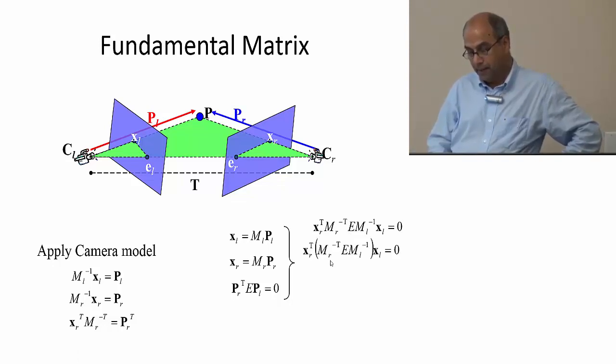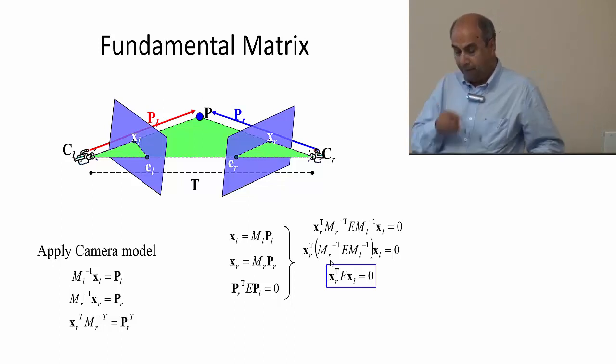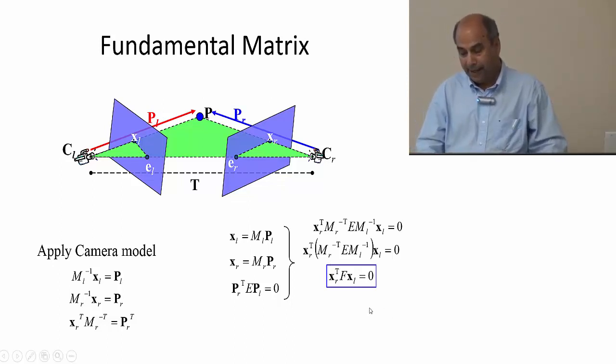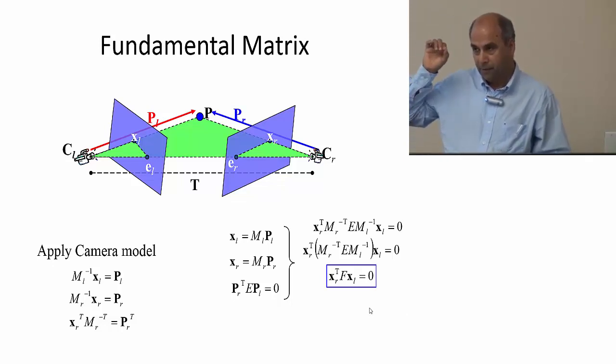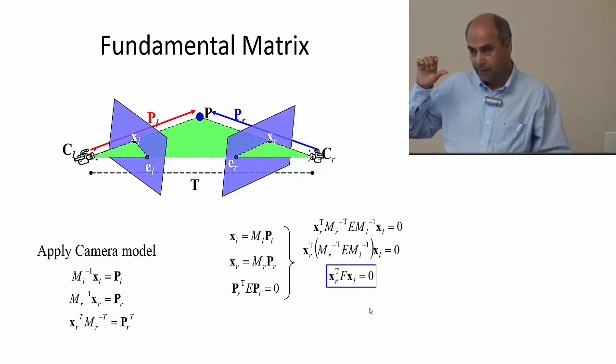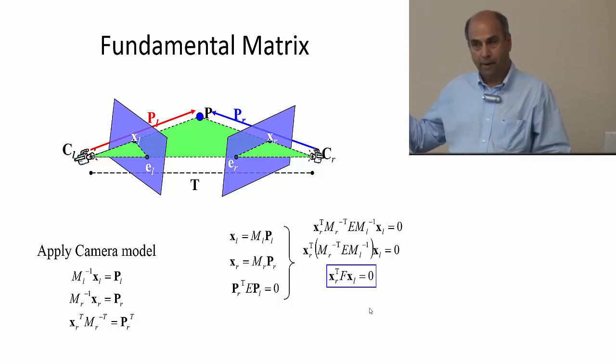So we multiply them and we can come up with one matrix called F, which is the fundamental matrix. And what we have now is that we can take a point in the left image and the corresponding point in the right image, and if you know the fundamental matrix, then this has to be zero. And that is a very important result. That is the fundamental matrix between two images.